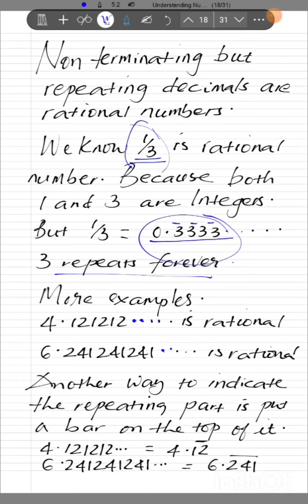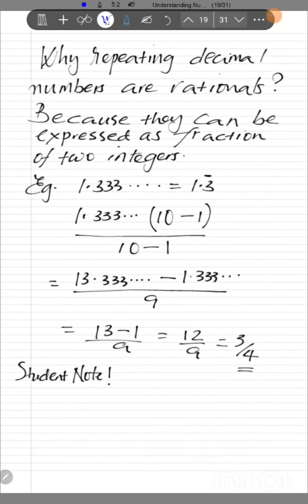Another way to indicate the repeating part of this decimal, we put a bar on the top. We have here 4.121212. What is repeating is 1 and 2. So we can simply write it as 4.12 with a bar on the top of 1, 2, meaning 1, 2 is repeating. 6.241241. We can simply write 6.241, put a bar on the top of 241. It means 241 is repeating.